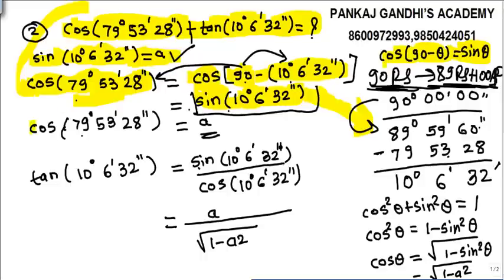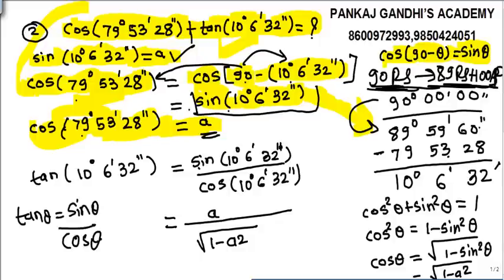So here we got the value of cos of 79 degree 53 minutes 28 seconds as a value, same as given. Now for the second part, tan of 10 degree 6 minutes and 32 seconds. We know that tan theta is equals to sin theta upon cos theta. This is the basic formula. Now sin theta upon cos theta. Here theta means 10 degrees 6 minutes 32 seconds.